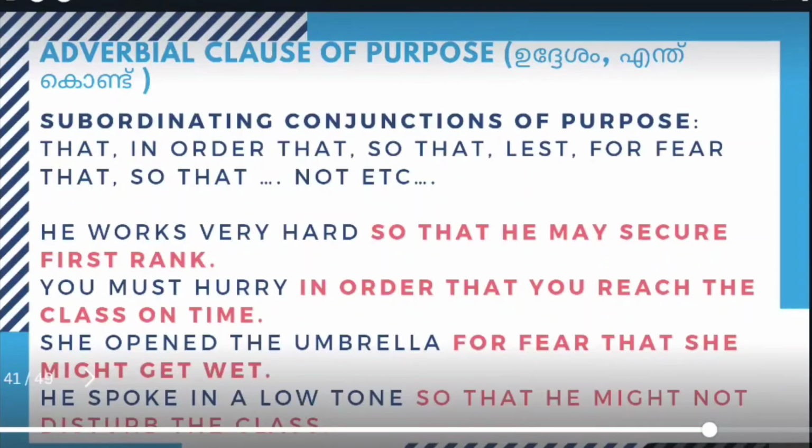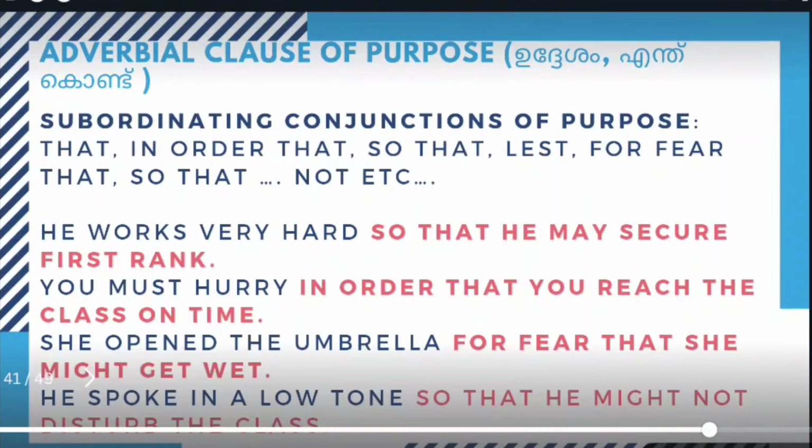Let's look at the examples. He works very hard so that he may secure first rank. He works very hard is the main action. അവൻ കഠിനമായി അധ്വാനിക്കും. And what is the purpose of his working hard? So that he may secure first rank. എന്തിനു വേണ്ടിയിട്ടാണ് അല്ലെങ്കിൽ എന്തുകൊണ്ടാണ് കഷ്ടപ്പെടുന്നത്? ഫസ്റ്റ് റാങ്ക് കിട്ടാനായിട്ട്. So that he may secure first rank is an adverbial clause of purpose which describes the purpose of the main action. ഉദ്ദേശം എന്തുകൊണ്ടെന്ന ചോദ്യത്തിന് ഉത്തരമാണ് adverbial clause of purpose തരുന്നത്.